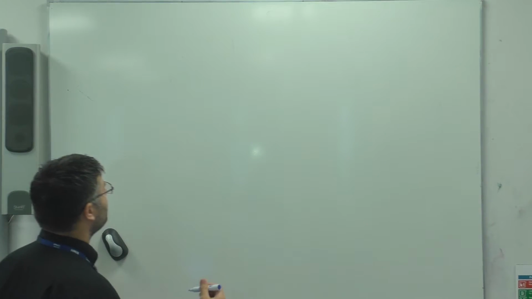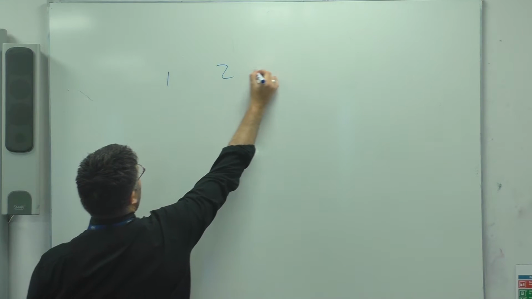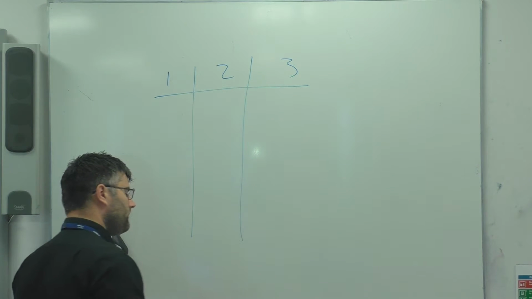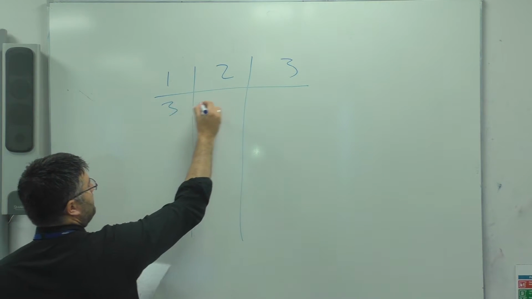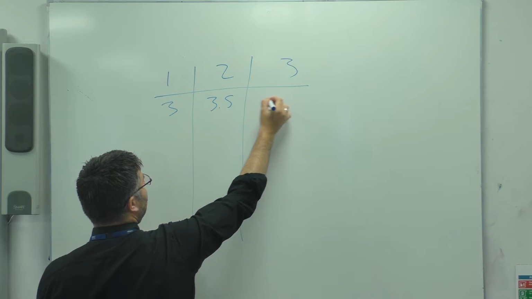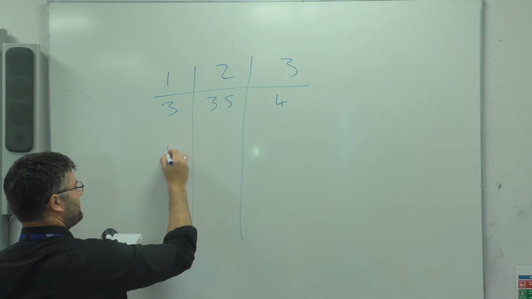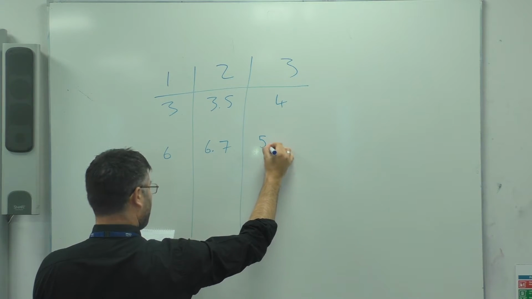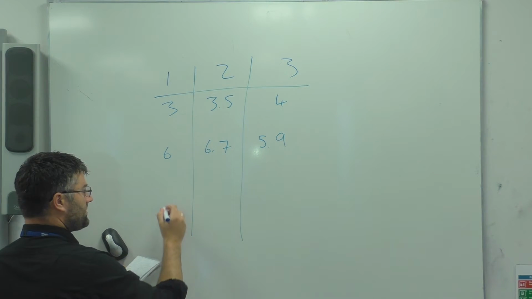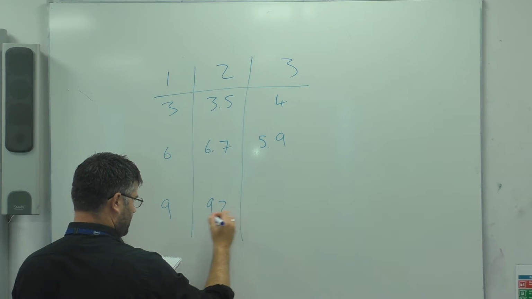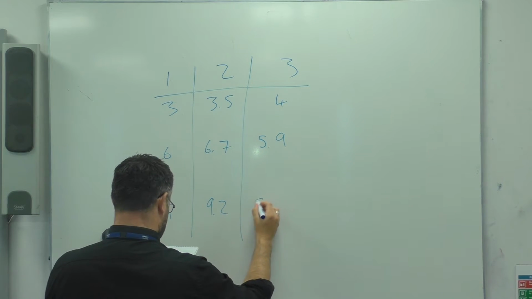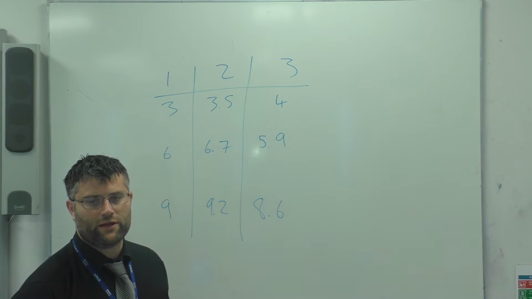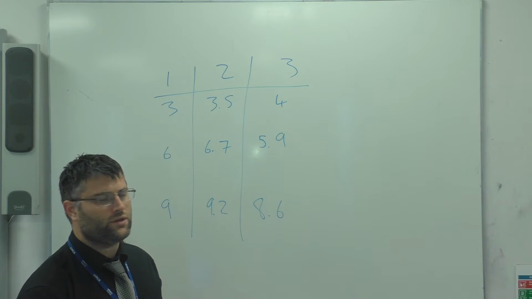So, say for example, we've taken 3 readings, 1, 2, 3. And the first set of readings is 3, 3.5 and 4. Next one is 6, 6.7 and 5.9. Next ones are 9, 9.2, 8.6. Nice point to make here actually about your practical endorsement. There's something wrong with this data. Well done if you spotted it.